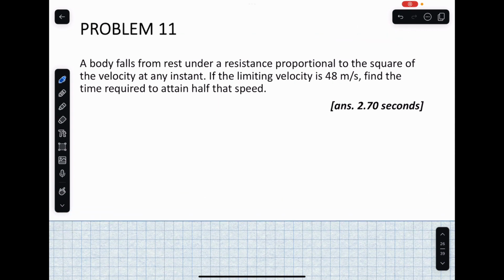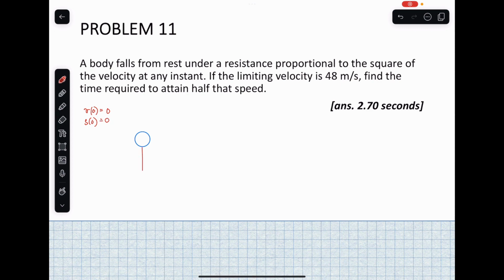So we are given an example that a ball falls from rest under a resistance proportional to the square of the velocity at any instant. If the limiting velocity is 48 meters per second, find the time required to attain half that speed. It falls from rest, so the initial velocity is 0, and the initial position is 0 as well.